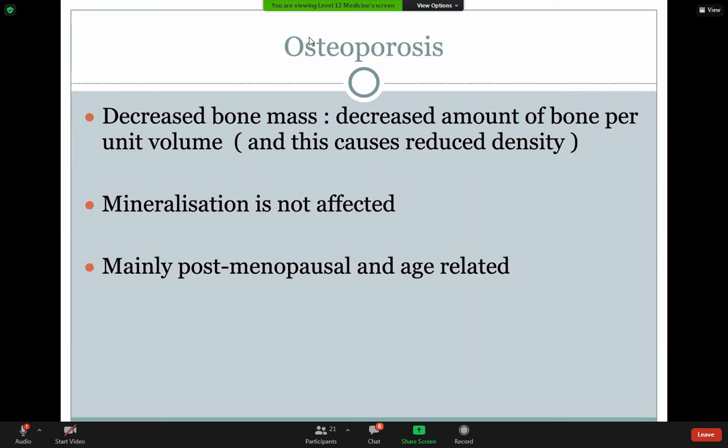Okay, now moving on to osteoporosis. Osteoporosis is a decrease in bone mass, a decreased amount of bone per unit volume, and this causes reduced density. Mineralization is not affected, whereas osteomalacia and rickets are because of decreased mineralization. However, in osteoporosis, that is not the case. Mainly, it is postmenopausal and age-related.